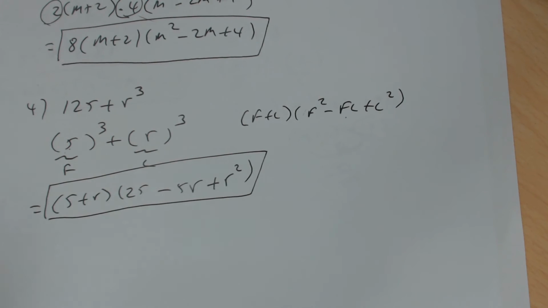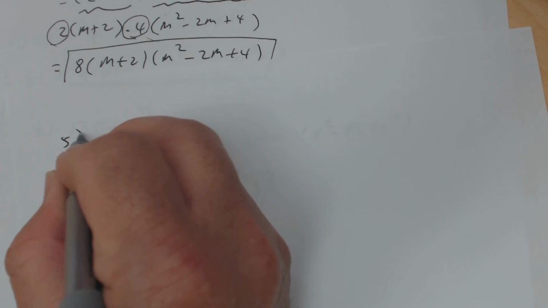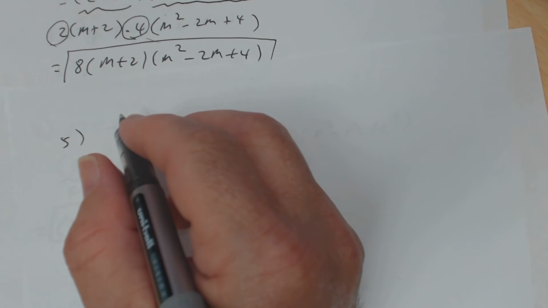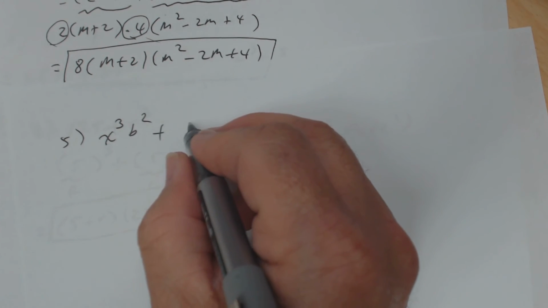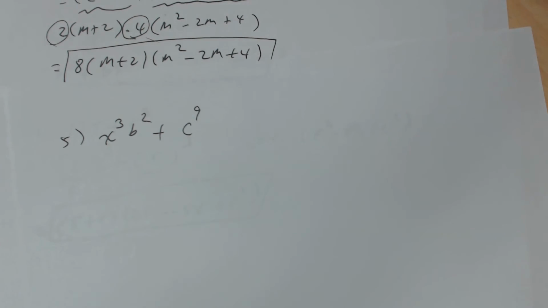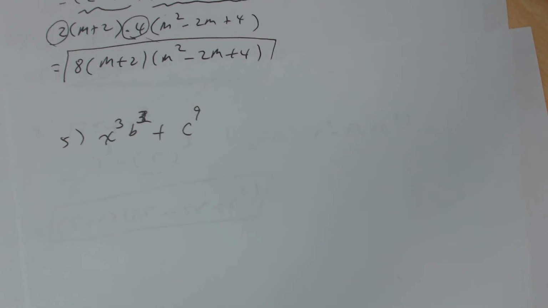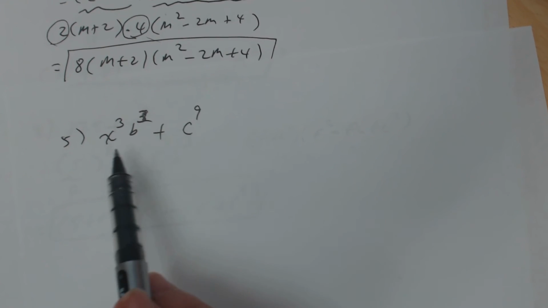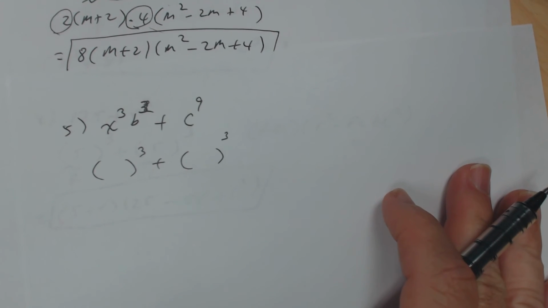All right, let's look at this one. Suppose you had this example, number 5. Suppose we had x cubed b cubed plus c to the 9th. Oh, that's a cubed rather. Sorry, that's cubed. a cubed b cubed plus c to the 9th. All right. So the GCF is 1 again. So we go directly to seeing if this is the sum of 2 cubes.